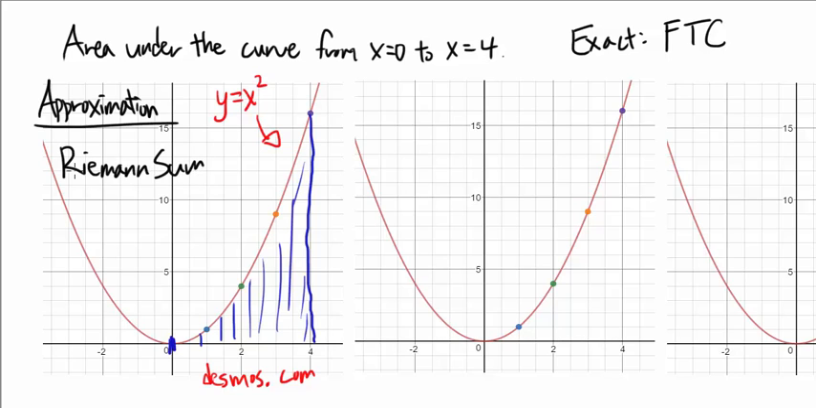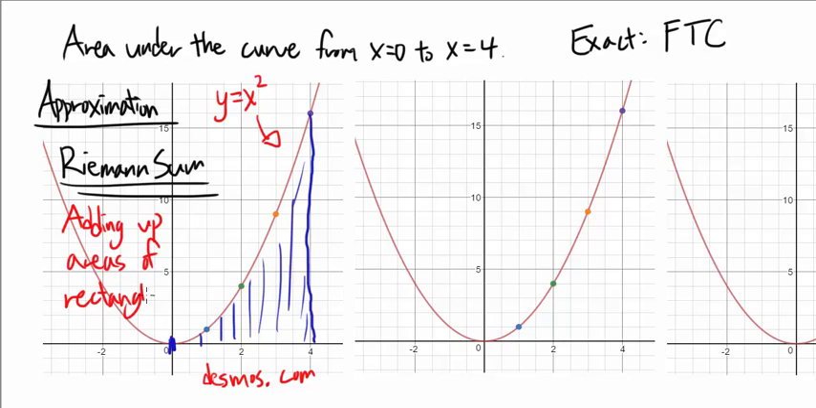Riemann sum may look hard, but it's really not. All Riemann sum is, is you're adding up areas of rectangles to approximate the area under the curve. And you may be like, what does that even mean? So let me show you. Let's start with left Riemann sum with four rectangles.